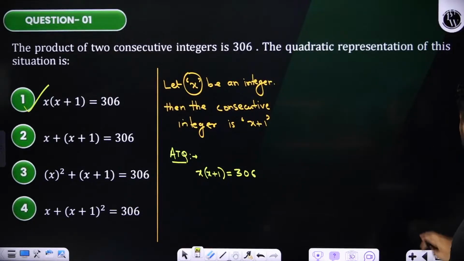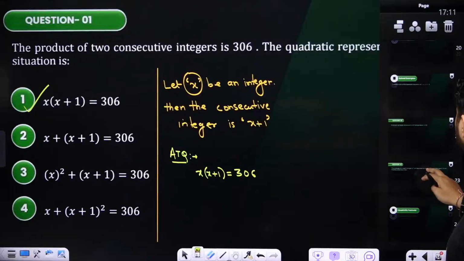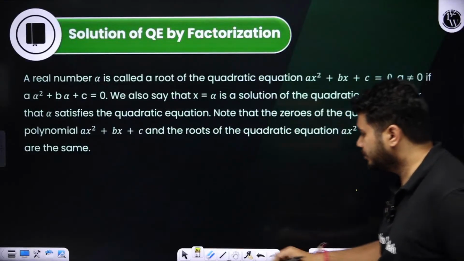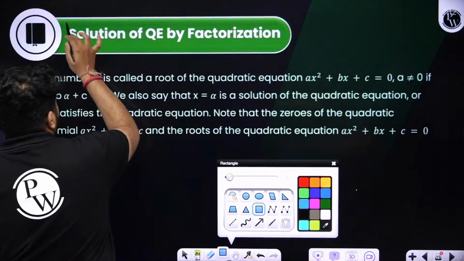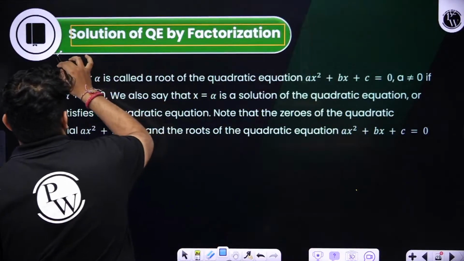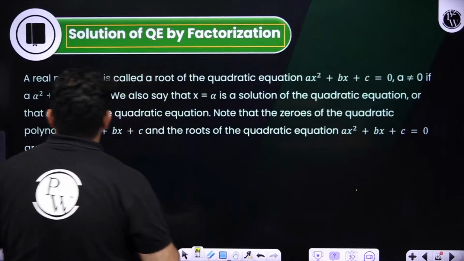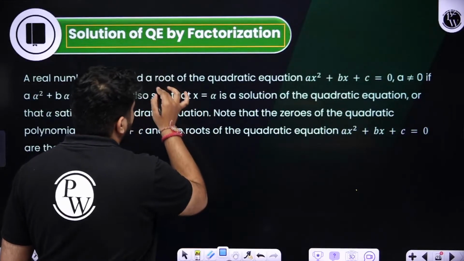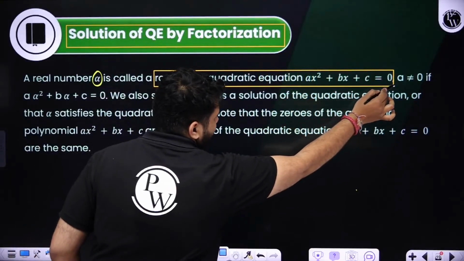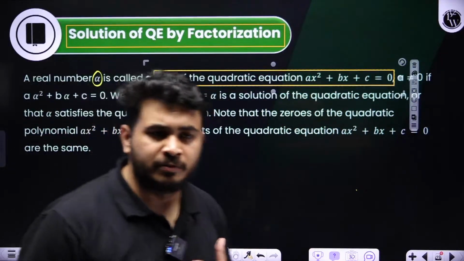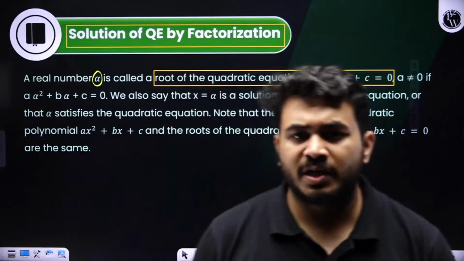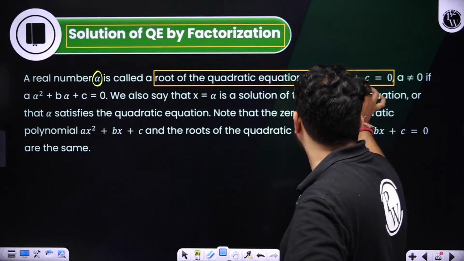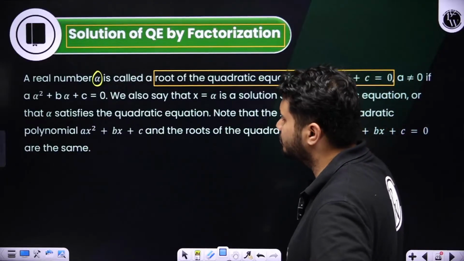Super. Next, we will go to the concept of factorization of a polynomial, and the solution of a quadratic equation by factorization. See how to factorize. They are telling that a real number alpha is called a root of a quadratic equation. We don't know what the real number is, some real number is there. If you want to call this the root of the quadratic equation ax square plus bx plus c equals 0, a not equal to 0.